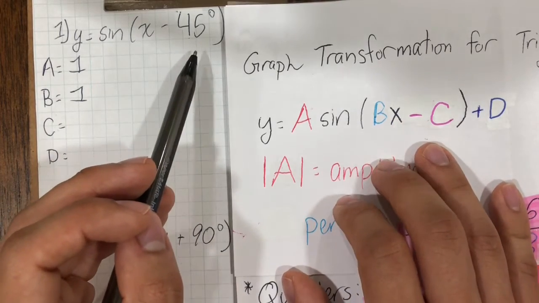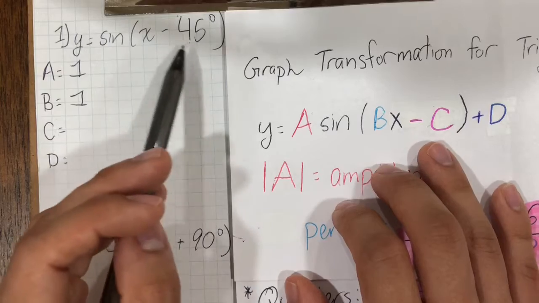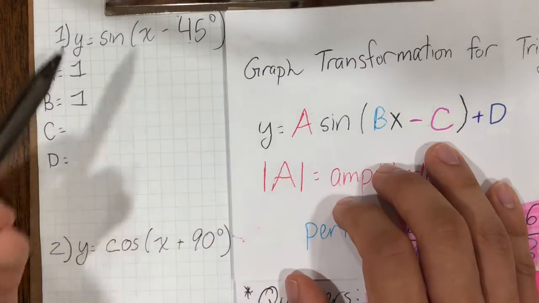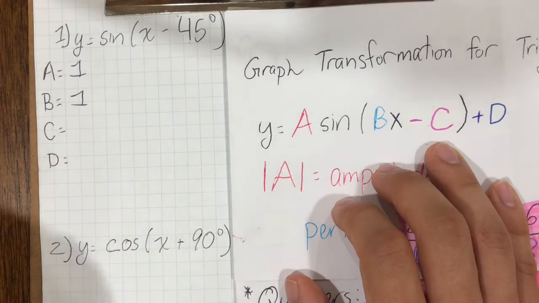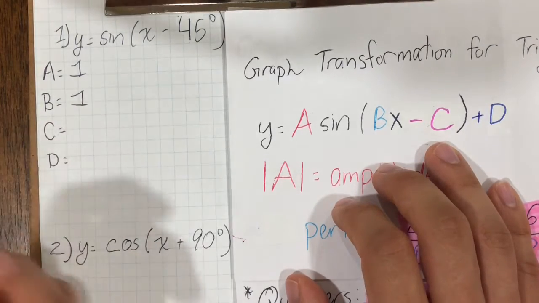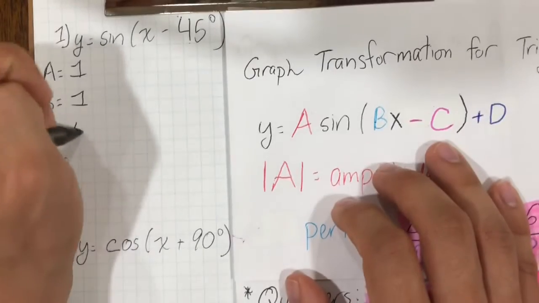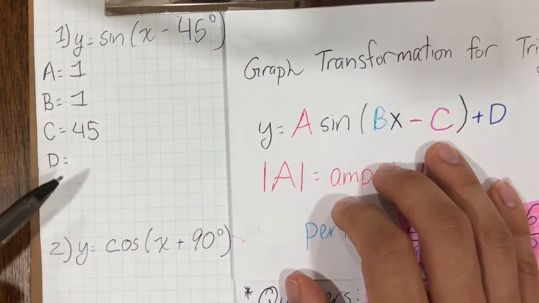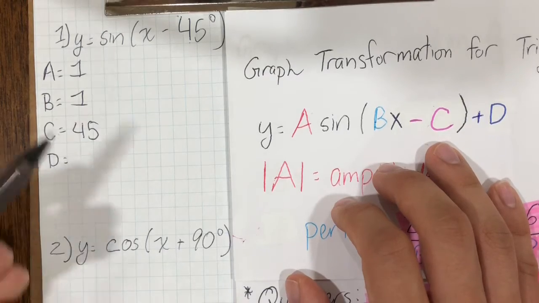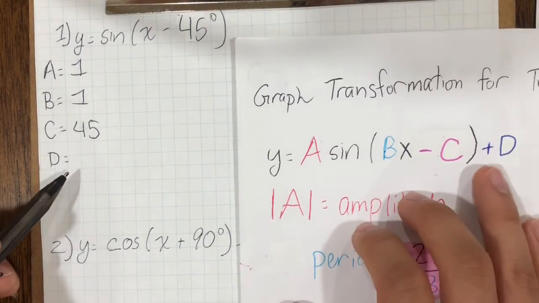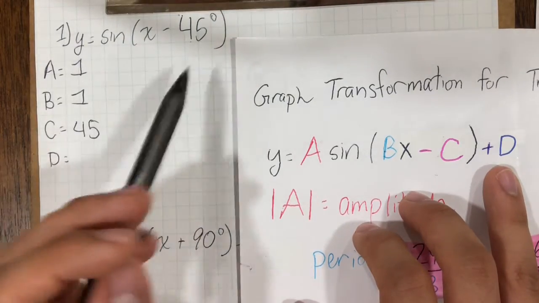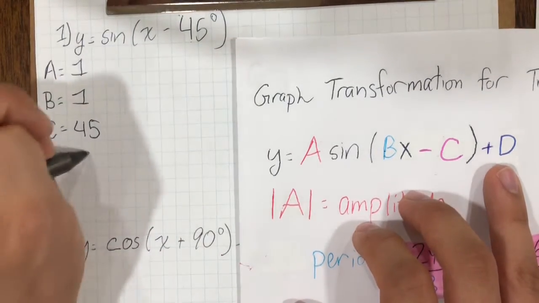And remember, the number for C represents a horizontal shift or phase shift. And with the rule for that, we always use the opposite sign. So this 45 is going to be a positive. If we had a positive 45 given, then my C would be a negative 45. And if you take a look, there is no number being added to the whole trig function. So that means that my D is going to be 0.